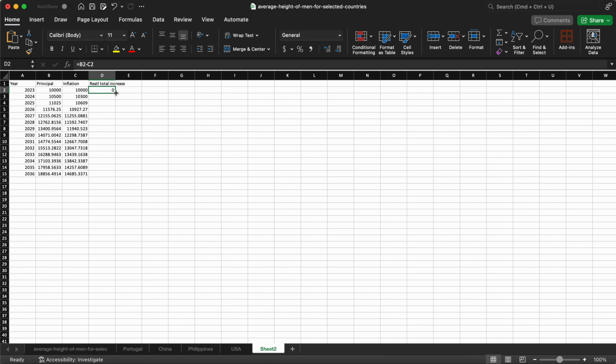Another trick is when that black plus sign pops up, you can just double click it and it will auto fill down to wherever there's data in the adjacent column. Okay, so you can see here in year 2024, although you made $500 on your investment, which is 5% of your principal, your real return is only $200 because now you're accounting for inflation, which is a cost. And this continues all the way down towards your 15th year.